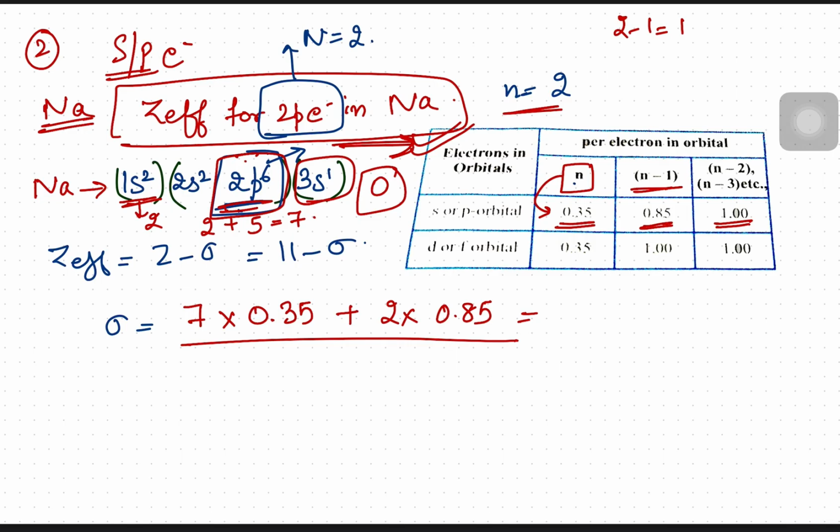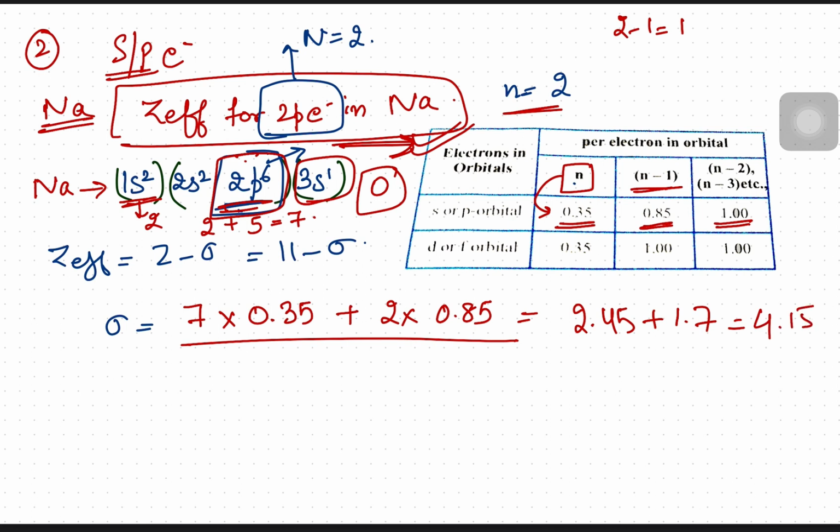Now you can calculate sidewise what the value of sigma is. 7 into 0.35, it is 2.45, plus 2 into 0.85, the value is 1.7. When we add these two, we get 4.15.